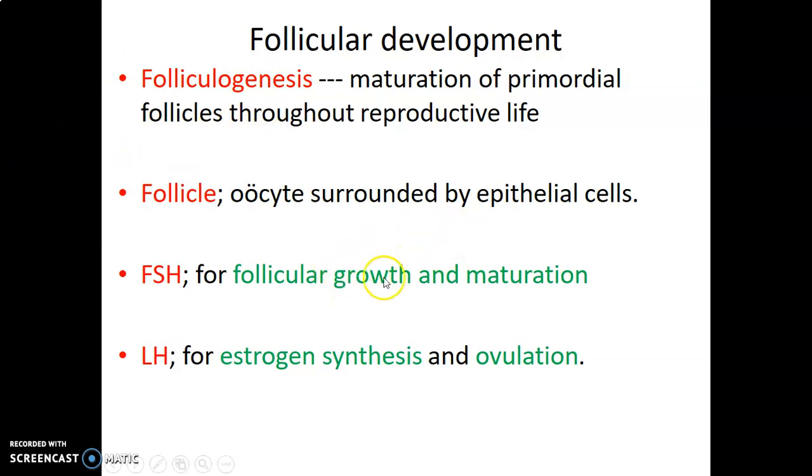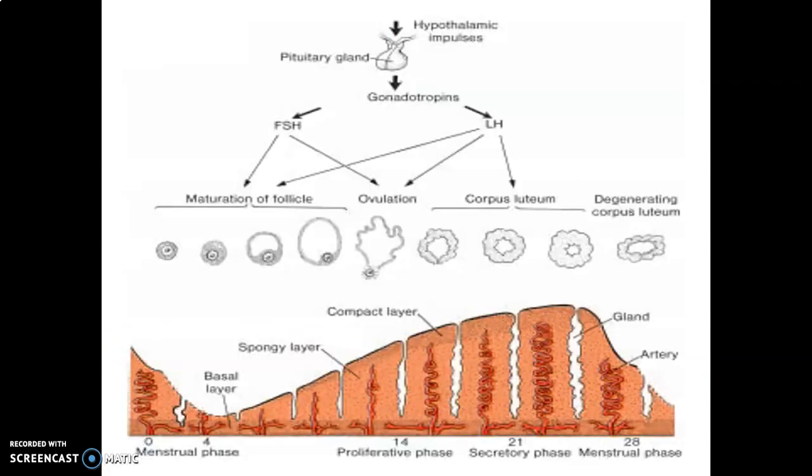Folliculogenesis, where the follicular growth and maturation is under the control of follicle stimulating hormone produced by the anterior pituitary. We also have luteinizing hormone that is responsible for regulation of estrogen synthesis and also for ovulation, whereby a surge of LH occurs 24 hours before ovulation.